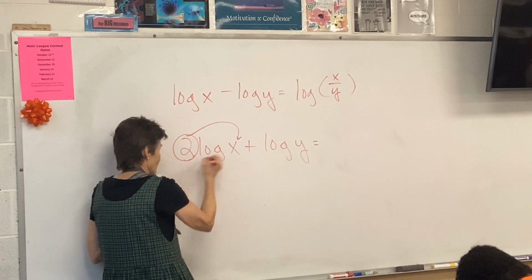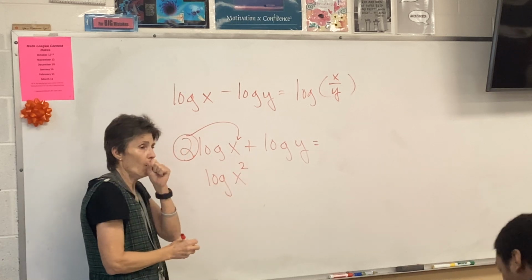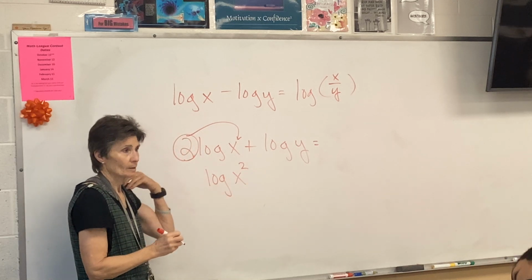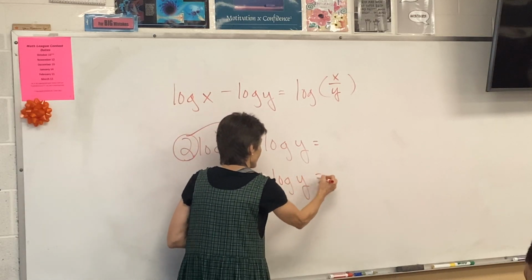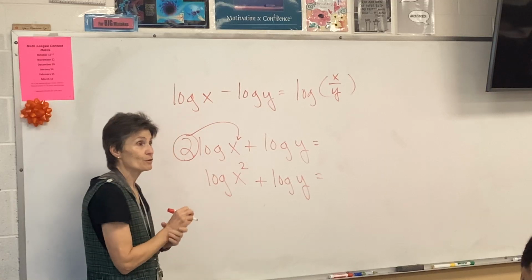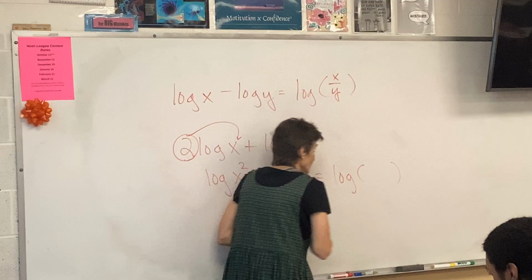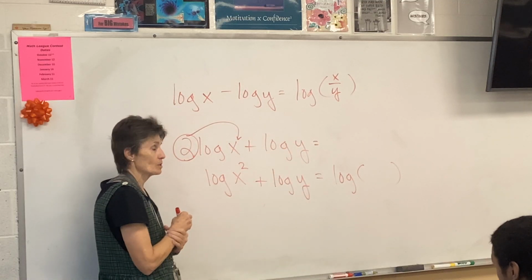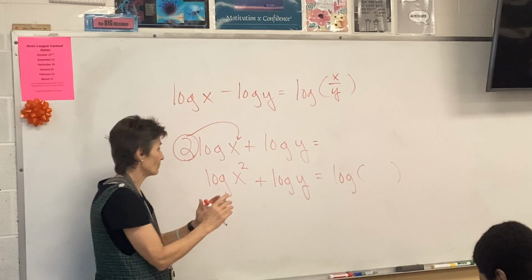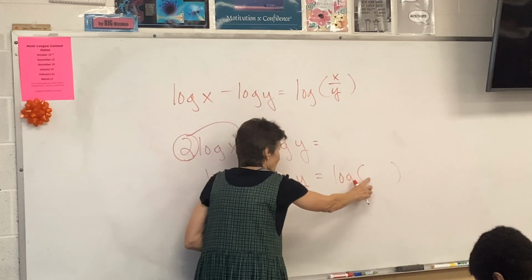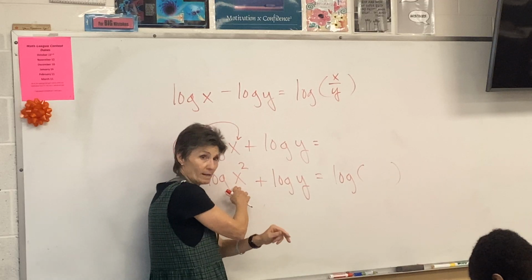So this part right here becomes the log of x squared. And then I have plus the log of y. And the directions say put it together as one. So instead of having two separate logarithms, I'm going to end up with one. What am I going to have inside that parentheses? X squared times y.